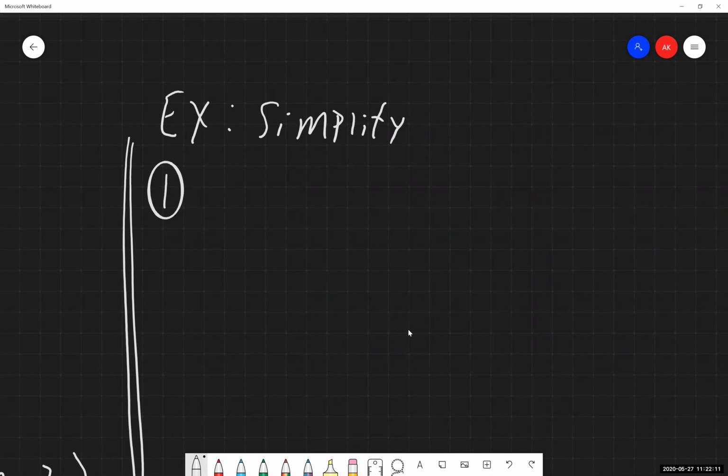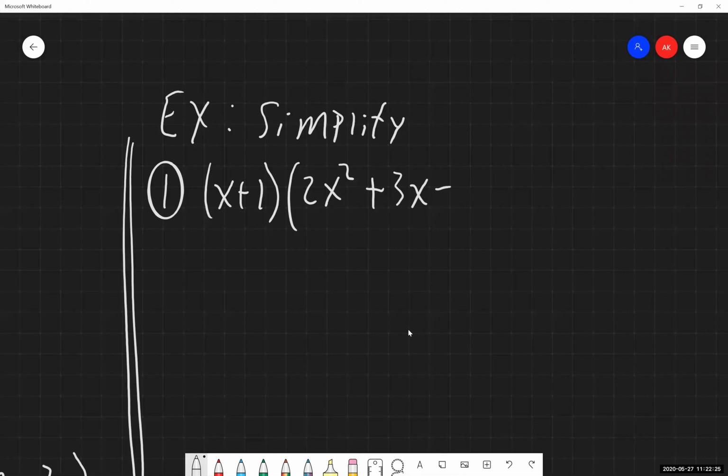So our first example, where we have a polynomial times a polynomial, we have x plus 1 times 2x squared plus 3x plus 4. So in here, I have a binomial out front multiplied with a trinomial directly after it.